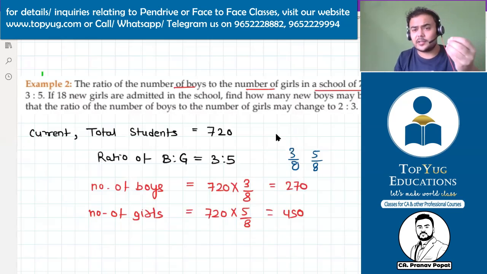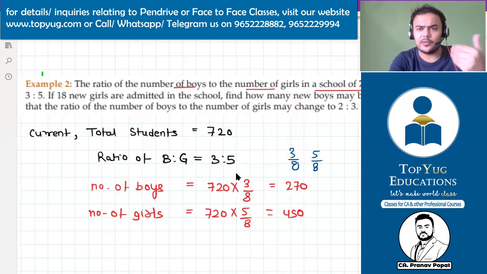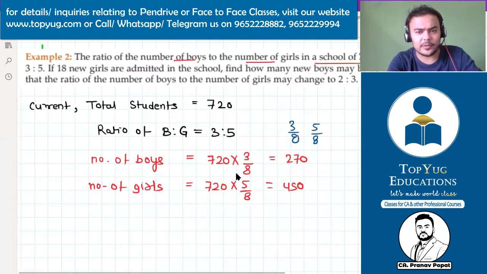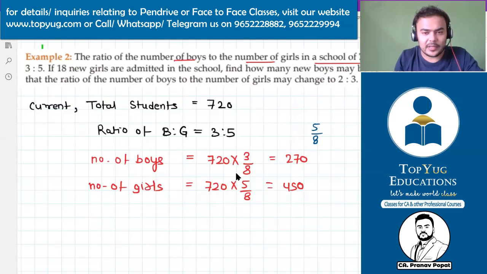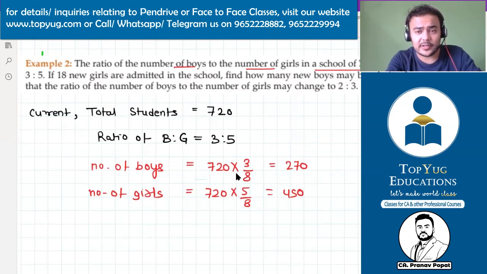So guys, you will become efficient at these things eventually. Don't worry. I am going into detail just because it's the first class, and initially we are doing these things. Then you will get hands-on practice and be able to do it easily. So 270 and 450 are the current strength of the students in the school.